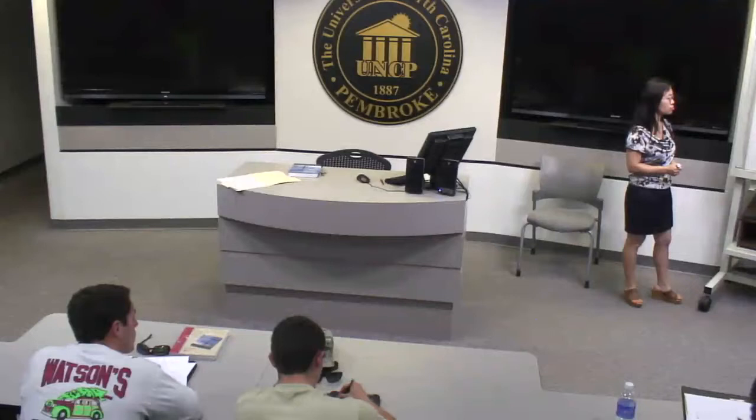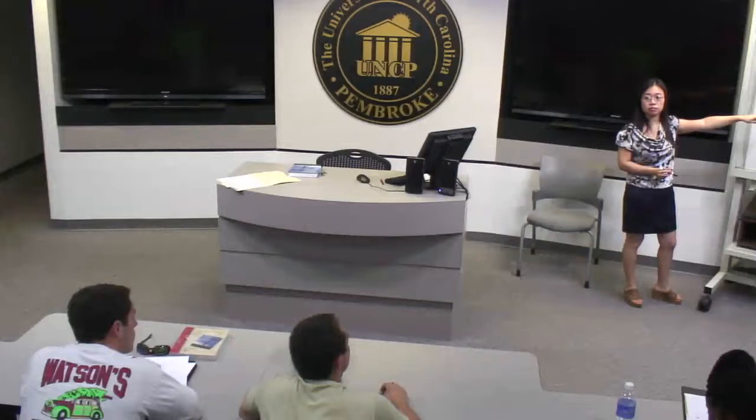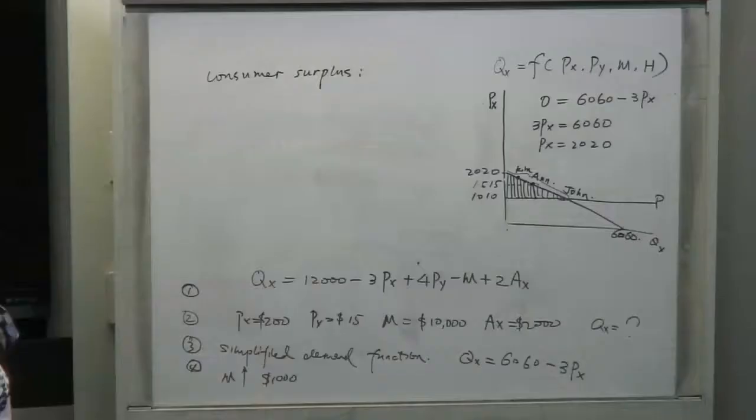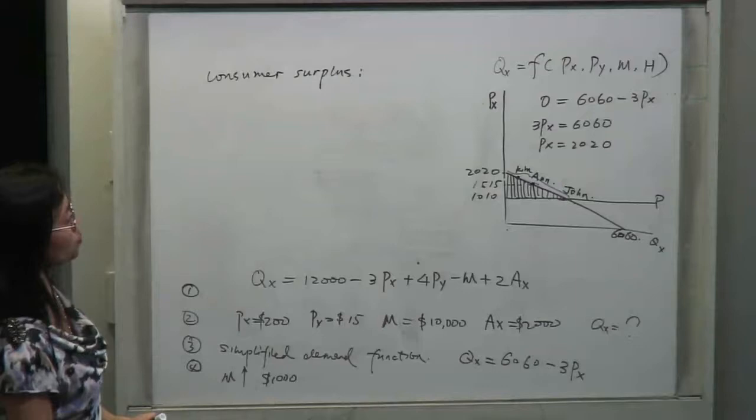Now, can you calculate mathematically the area of that triangle? How do we do it? It's 1/2 times base times height. It's base multiplied by height divided by 2, right? Okay.